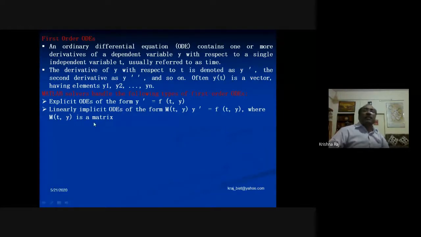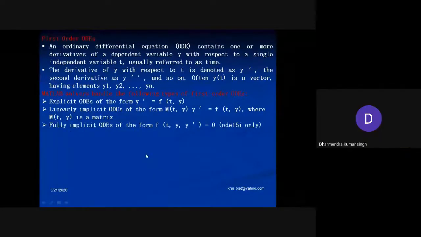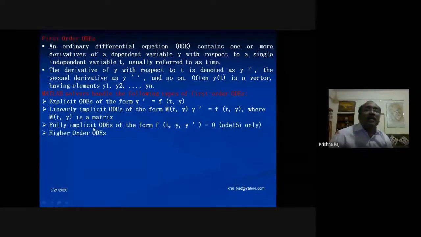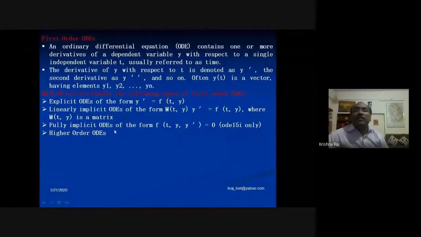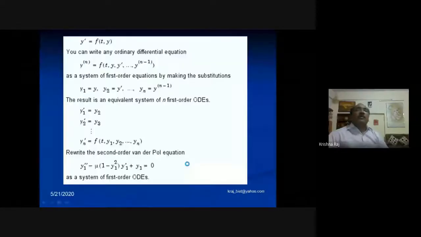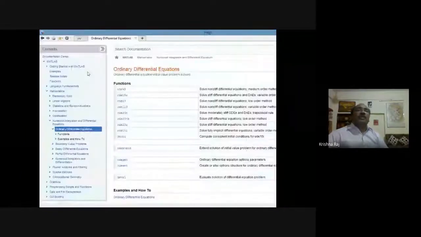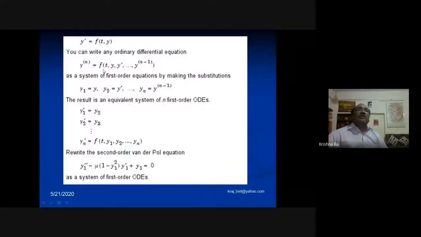And a fully implicit ordinary differential equation, we have to use a unique solver, ode15i. Now, we have also described that if the order is very high, then that will be converted into first order, and we will write here y1 in terms of y2, like that.